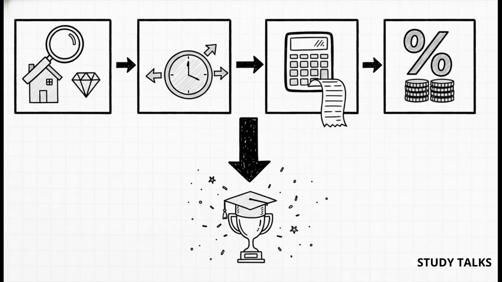Number 1, identify if it's a capital asset. Number 2, classify it as short-term or long-term. Number 3, compute the gain using the proper format. And number 4, apply the correct special tax rate. You have the structure, you have the knowledge, stick to this process, and you will absolutely be in control. Now go ace that exam.